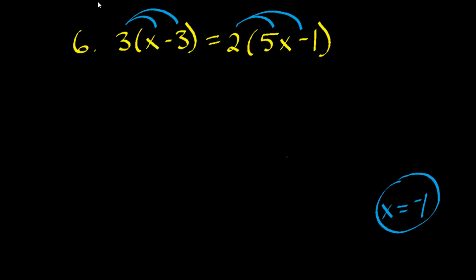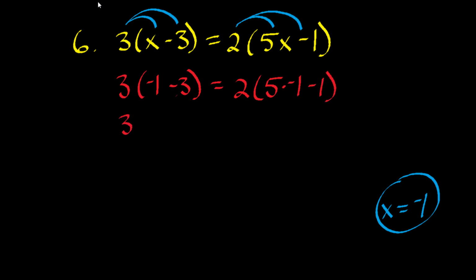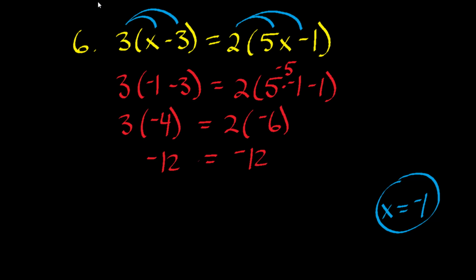To check our answer of x equals negative 1, we place the negative 1 in both places where there's an x. Simplify inside parentheses, we have negative 1 minus 3, which is negative 4. And on the right side, we have 5 times negative 1, which is negative 5, minus 1, which is negative 6. If we multiply a positive times a negative, we get a negative, and 3 times 4 is 12. 2 times negative 6 is also negative 12, so this checks.